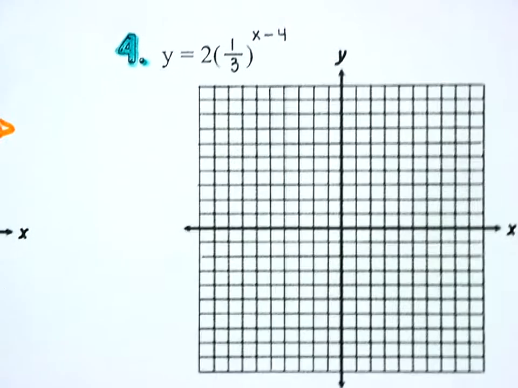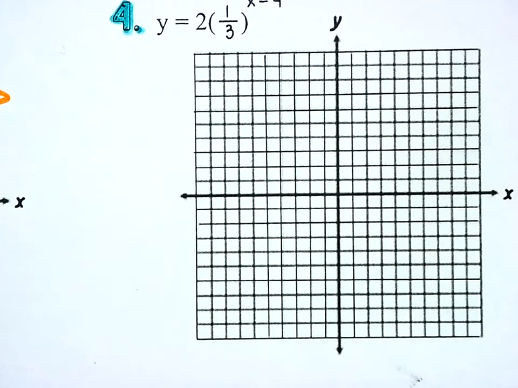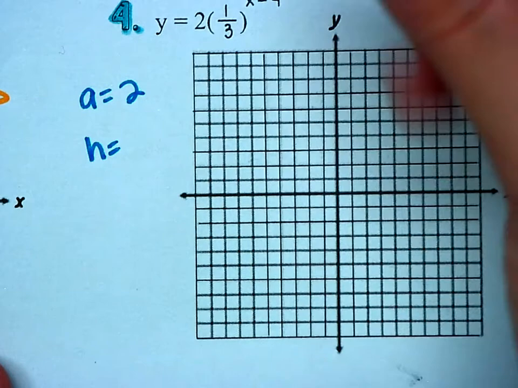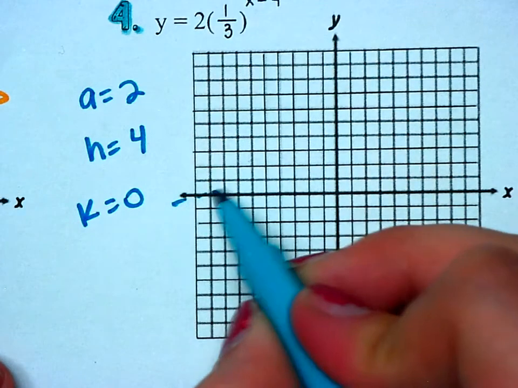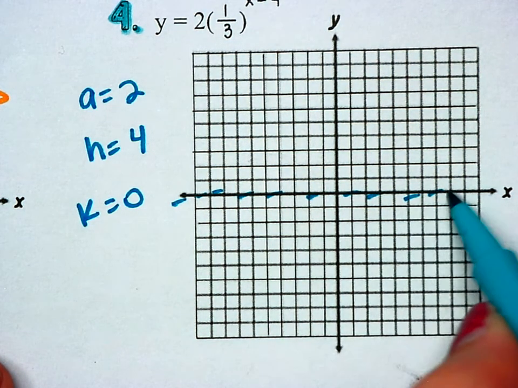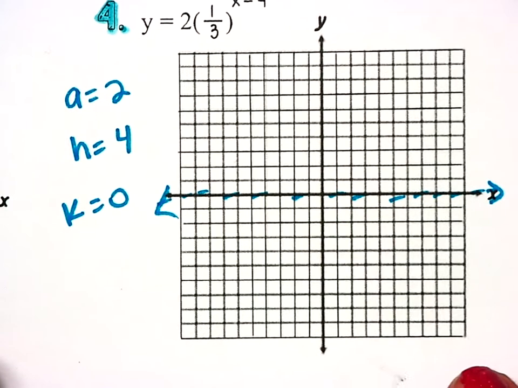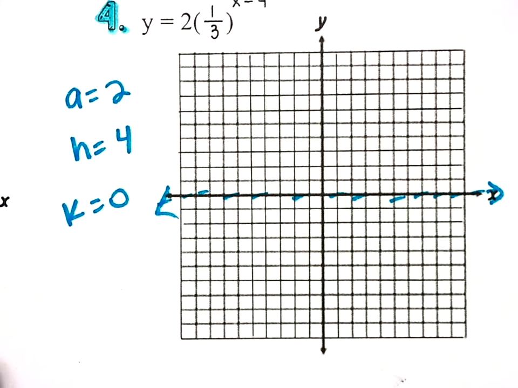All right, one last problem. This time our base is 1/3. Let's list our values. So a is 2, h is 4, and k is 0. So we've got an asymptote on our x-axis. I draw my lines a little weird there because that line is so solid that I want you to be able to see the asymptote.